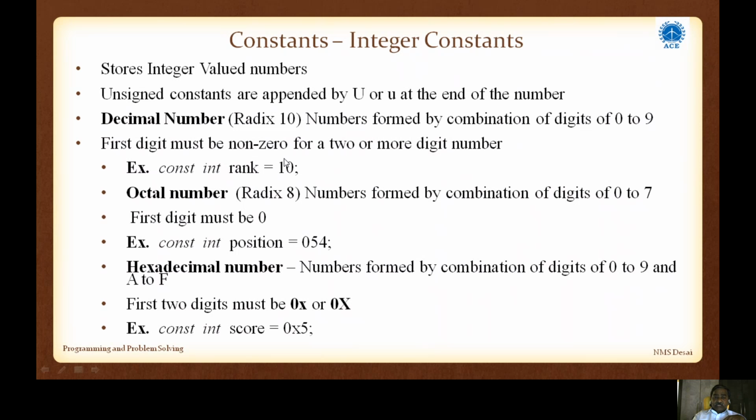If you give a most significant non-zero digit here, it is decimal. Most significant digit 0, it is octal. Most significant two characters 0 and x, it is hexadecimal. So take care while declaring variables. If you want to work in octal, make sure that the number is preceded by 0. Don't assume.